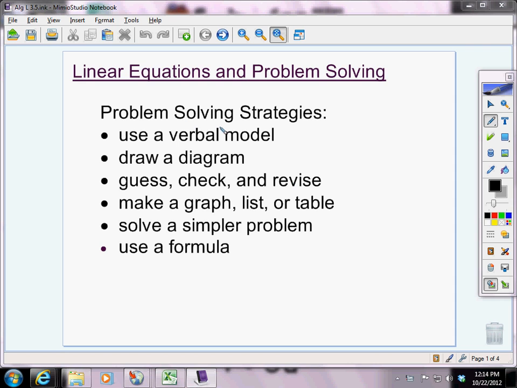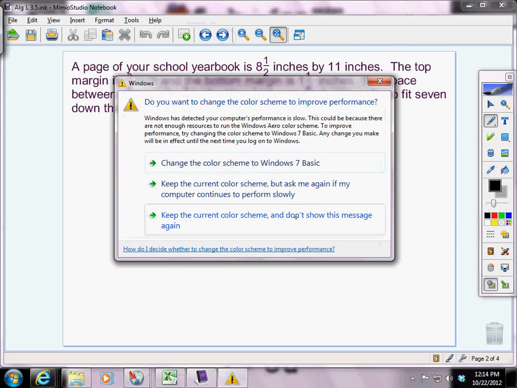Now, here is a list of some problem-solving strategies. We've already worked with using a verbal model and how we can take what we say and put it into algebraic terms. But we can also draw a diagram, which we'll work on today, guess, check, and revise, make a graph, list, or table, which we'll work on some. Another strategy is solve a simpler problem or use a formula. These aren't all the problem-solving strategies, but they are some of them. A lot of times we do this without even realizing that we're using a problem-solving strategy. Okay, so let's see how we can use equations to help us solve problems.